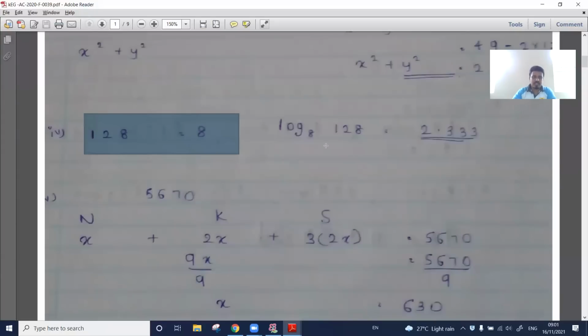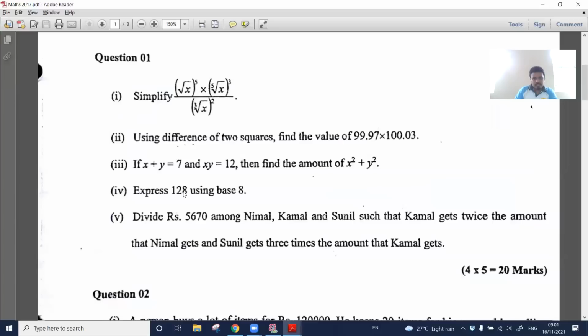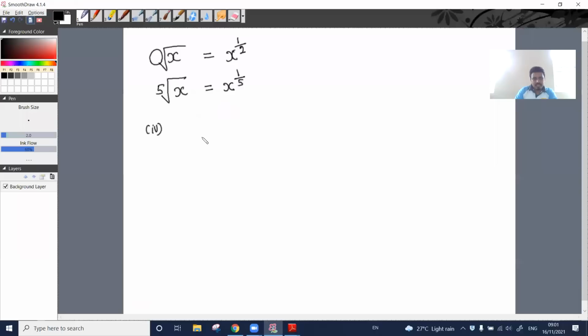Right. So I will take it like this, part 4. Express 128 using base 8. 128 should be equal to 8 to the power something. Right? So how can we find this power value? How can we find this x value, the power? For that we need to apply what? Logarithms, right?